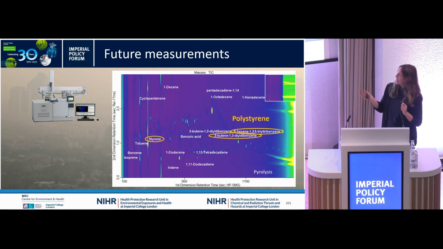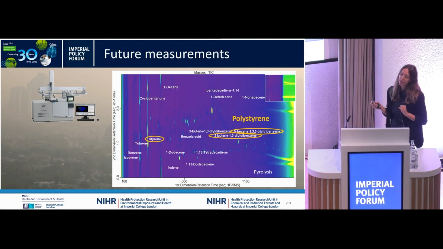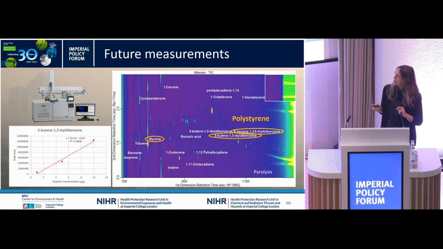And so as you can see, this is again a PM10 filter that we directly injected into the instrument, or a subsample of a PM10 filter, again from Marylebone Road. And you can see here, for example, the presence of these 3 chemical markers which relate to the presence of polystyrene in that sample.